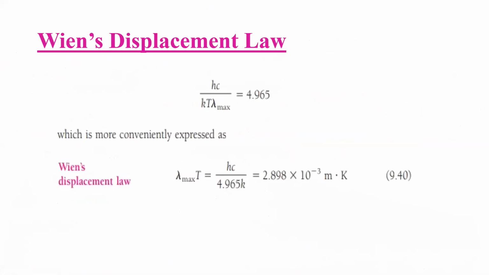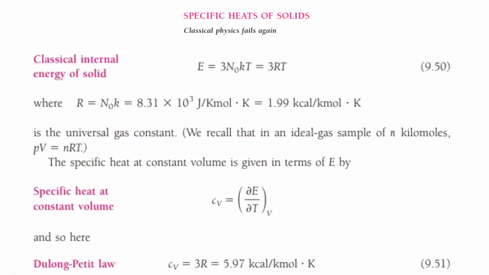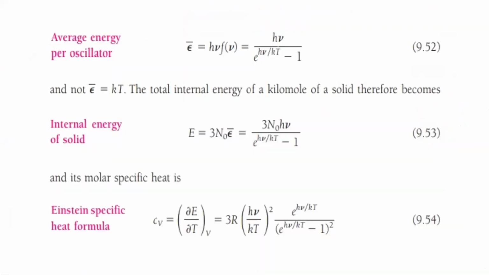Now, how do you reach from photons to solids, where there is no concept of photons involved? He said we have to take the average energy of the oscillator in this manner, as shown in equation number 52. The average energy of the oscillator is equal to the energy of 1 h nu multiplied by f(nu), and that is equal to h nu divided by e to the power h nu by kT. And we can see immediately that the average energy is not kT.